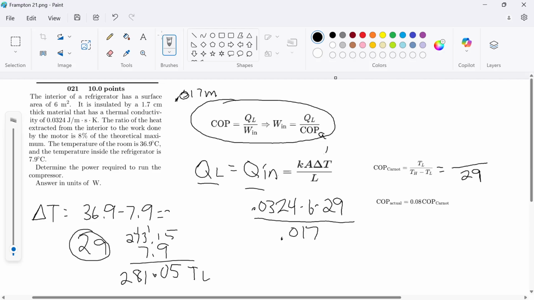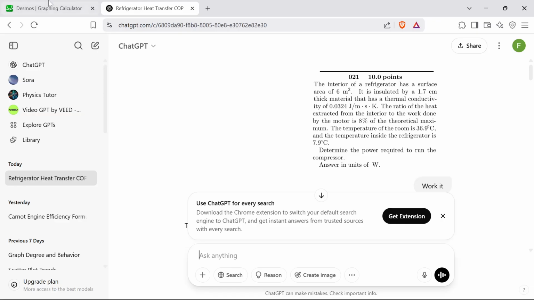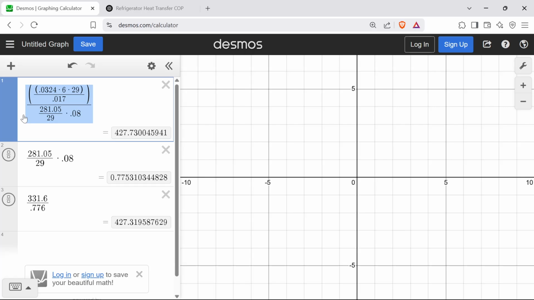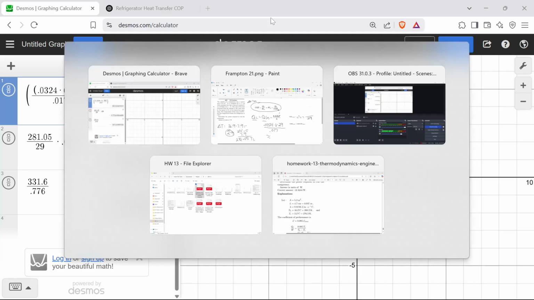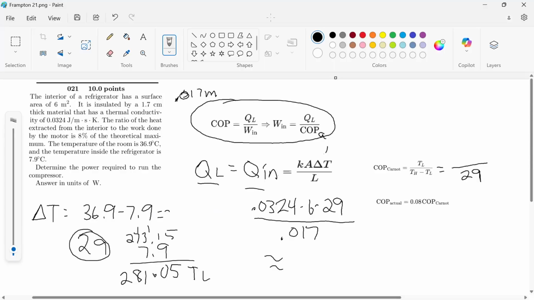I'm going to use that exact value because I do it in Desmos. Okay, so 0.0324 times 6 times 29 divided by 0.017 is approximately 331.624 watts. I'm going to use the exact calculation.